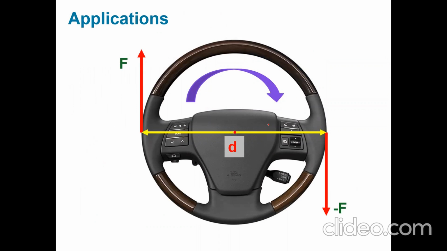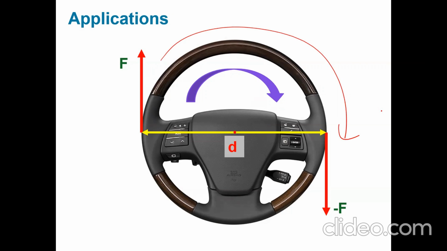In day-to-day life we use couple moments without knowing the term couple. So what is a couple? The first application is a steering wheel. You're going to rotate the steering wheel. Let's say you're on the road and you're going to take a right turn, so you rotate it clockwise.